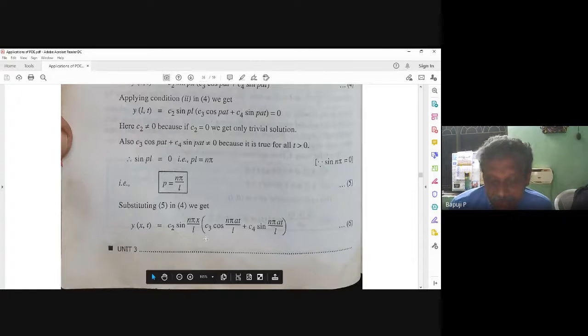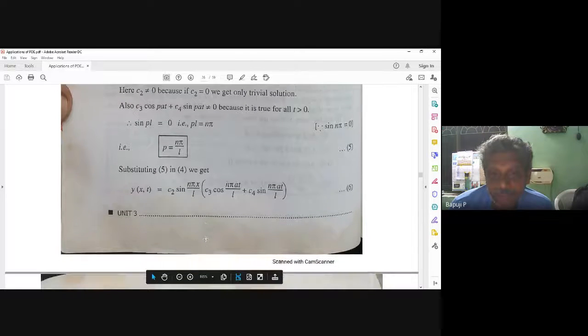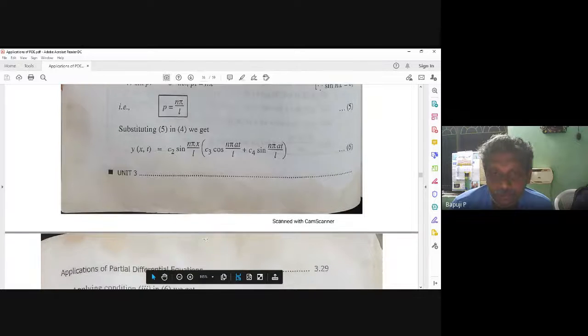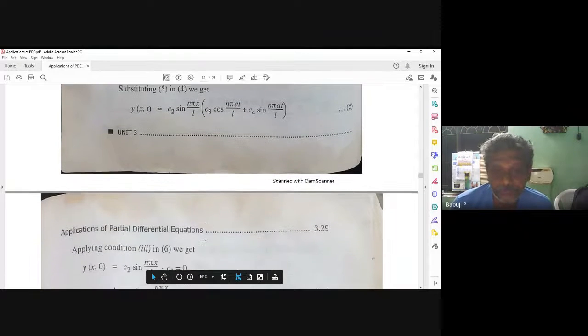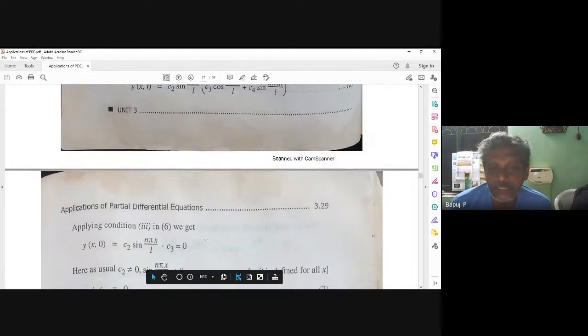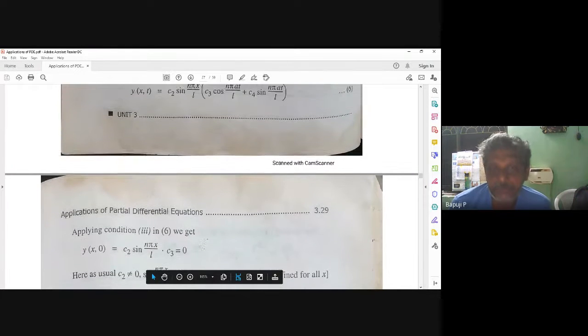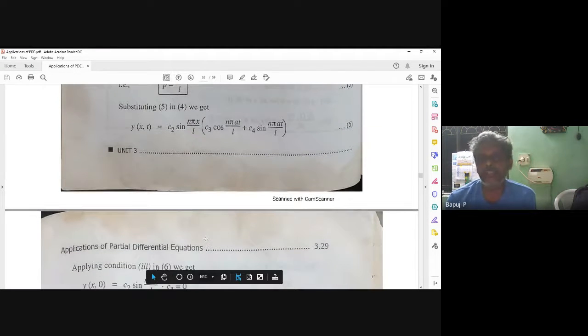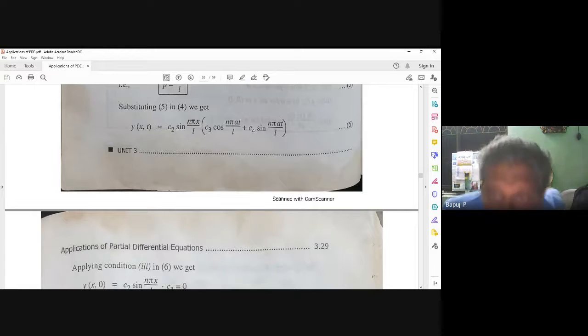Then the next condition is what? Y of x comma 0. This is where the whole story starts. Y of x comma 0 means what? In this, if you substitute y of x comma 0, what will you get? What will you tell me? Substitute and tell me, one minute. I'll come back. You can put y of x comma 0, what will you get? Tell me.